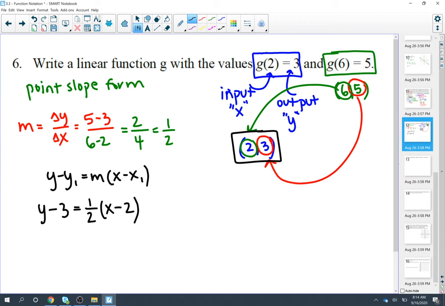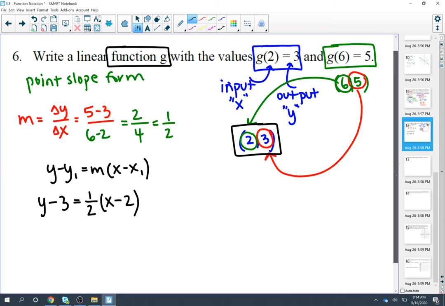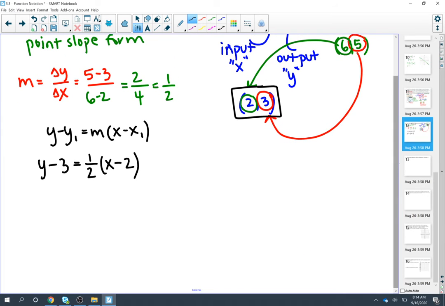Now, in the directions, it does not say that this has to be in slope-intercept form. It does not say that it has to be in standard form. It doesn't say anything. It just says write a linear function g. Now, that's where the problem's coming in, is they want a function g. So that means I have to get it into g of x equals. Well, in order to do that, we do actually have to put this in slope-intercept form.